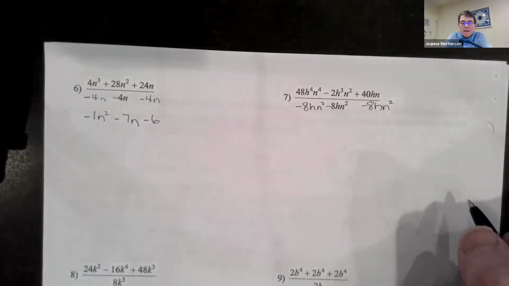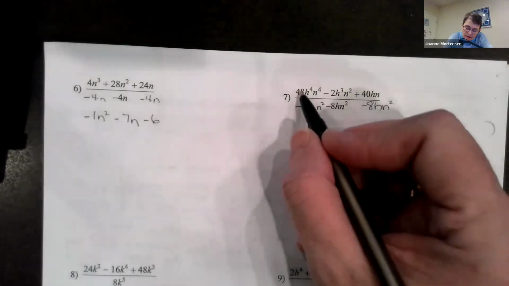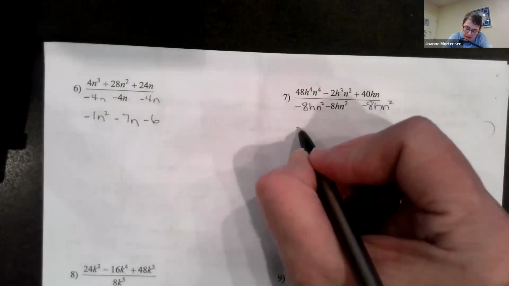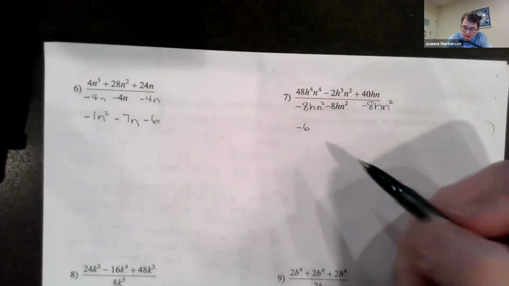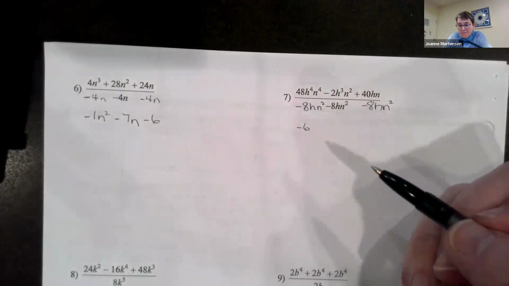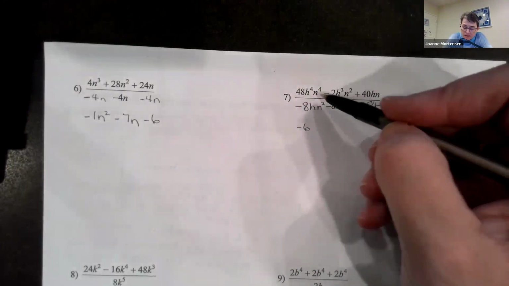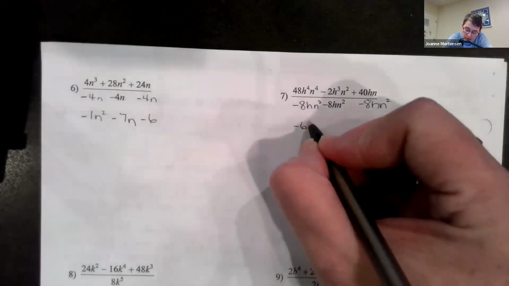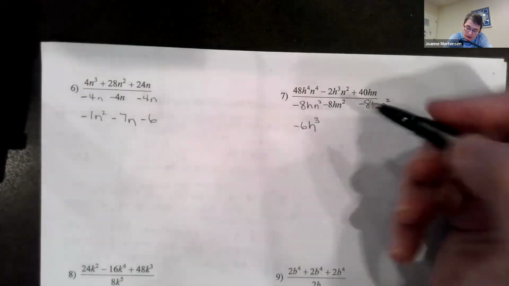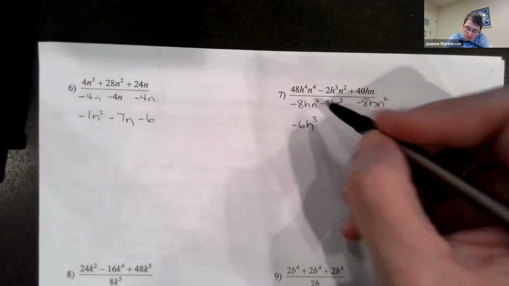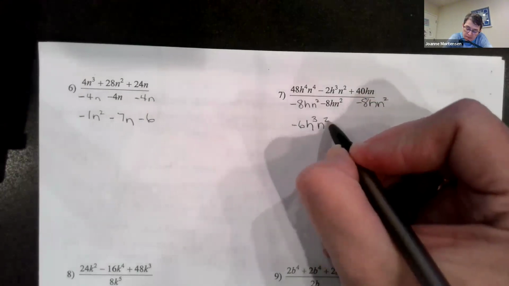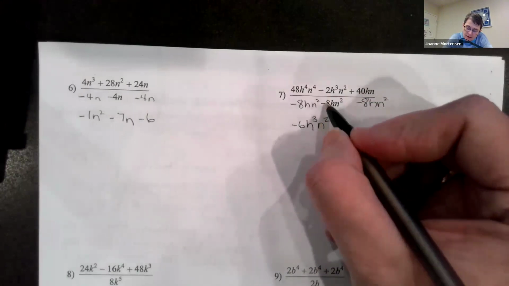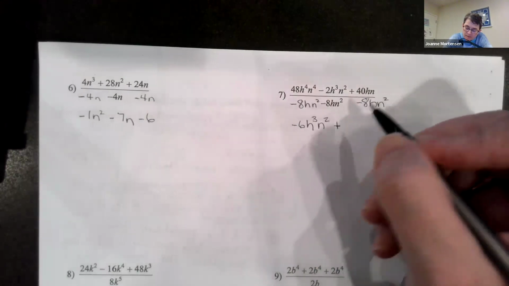So I can see here, I got to be careful with my signs again. So 48 divided by negative 8 is negative 6. Now we've got two variables, but that's all right. We just do them one at a time. H to the fourth divided by h is going to give me h cubed. N to the fourth divided by n squared is going to give me n squared. Now a negative divided by a negative is positive.